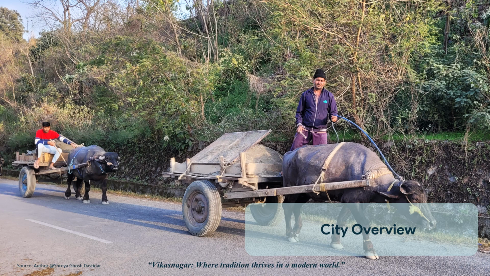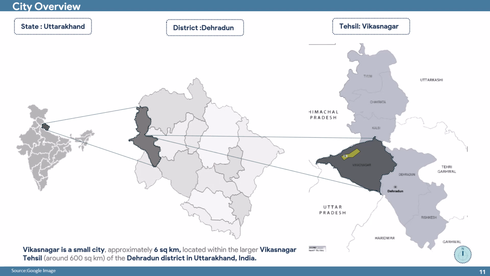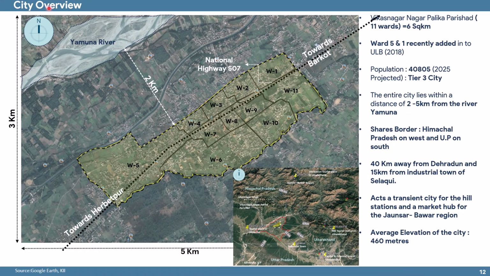So coming to the city overview, Vikasnagar is a very small city belonging to the Vikasnagar Tehsil in the Dehradun district of Uttarakhand state of India. It has 11 wards and spans across 6 square kilometers with around 40,000 population, making it a tier 3 city. The city lies adjacent to the Yamuna River, bordering HP, that is Himachal Pradesh, to the west and UP to the south.